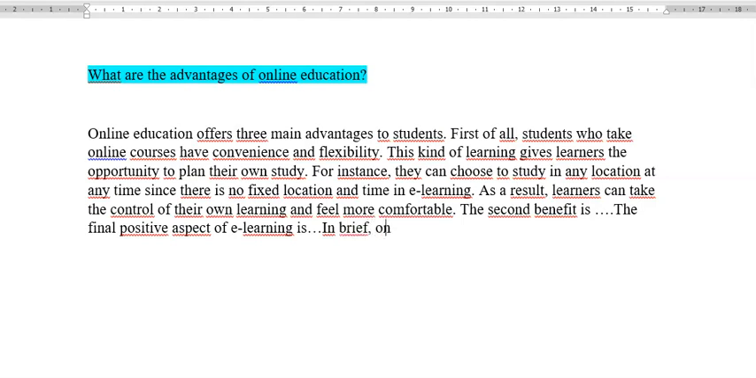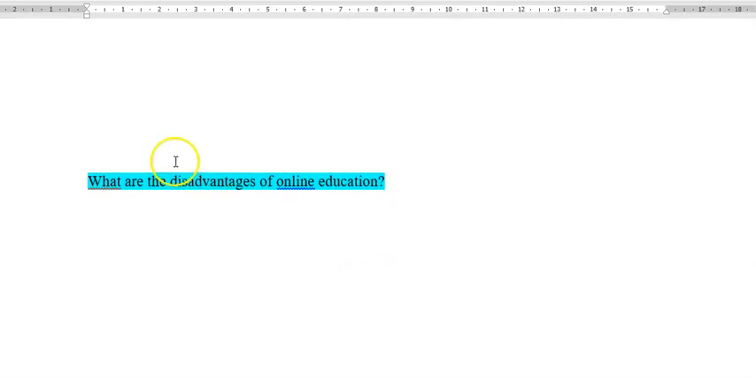So in brief, online education is very advantageous for learners. Yes, that's it. Okay, right now let's move on to the disadvantages.